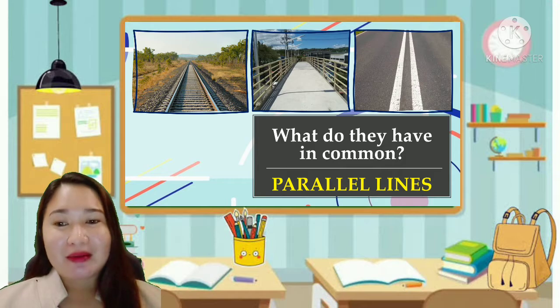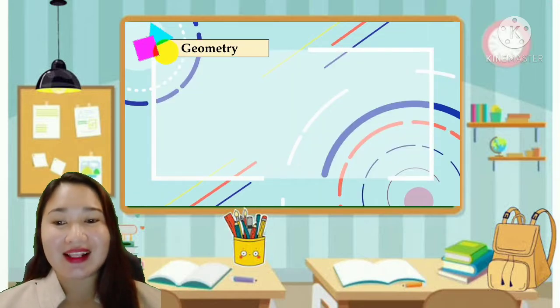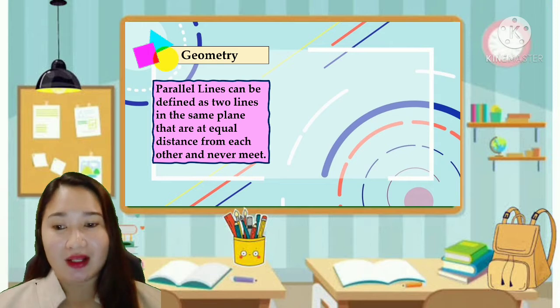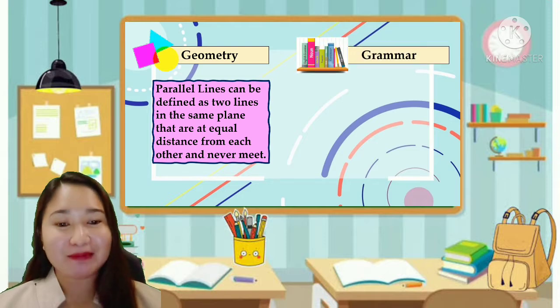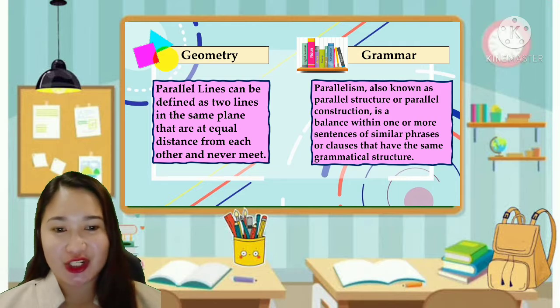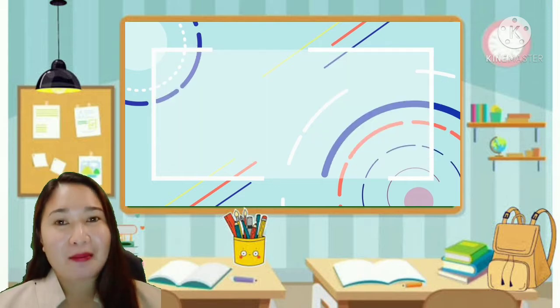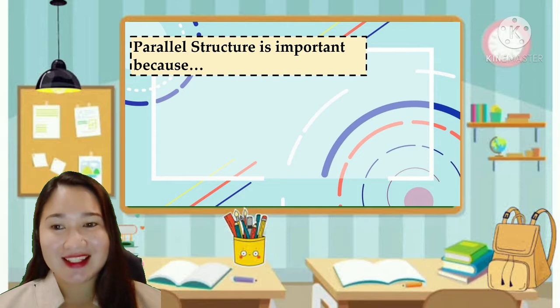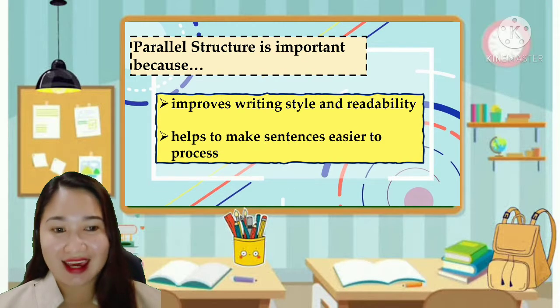In geometry, parallel lines can be defined as two lines in the same plane that are equal or at equal distance from each other and never meet. In grammar, parallelism, also known as parallel structure or parallel construction, is a balance within one or more sentences or similar phrases or clauses that have the same grammatical structure. Parallel structure is important because it improves writing style and readability. It also helps to make sentences easier to process.